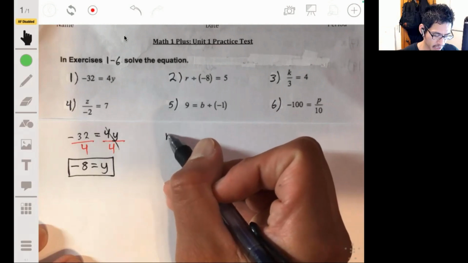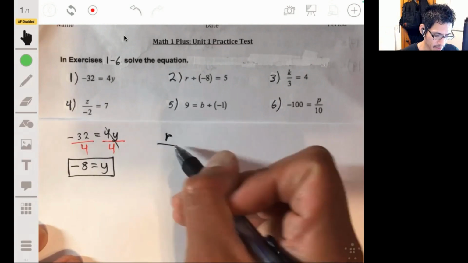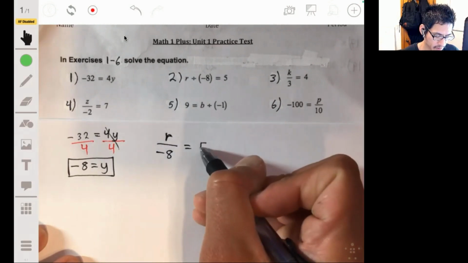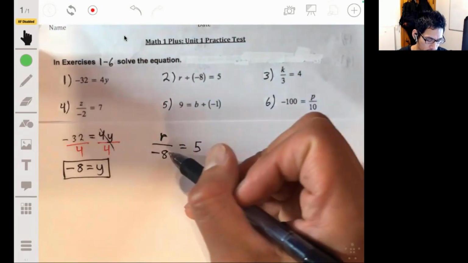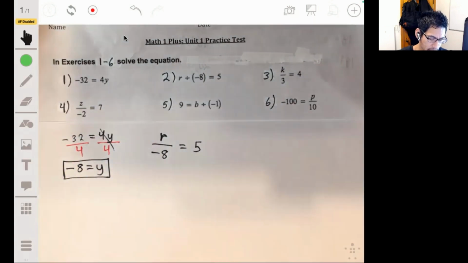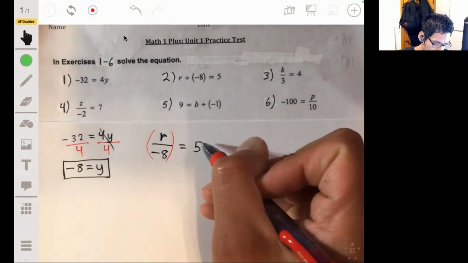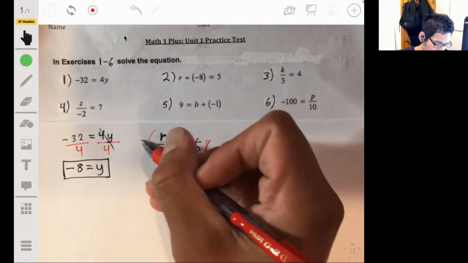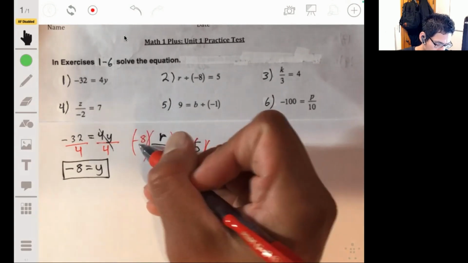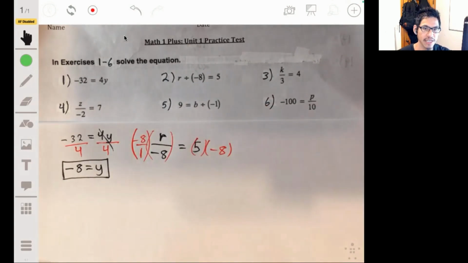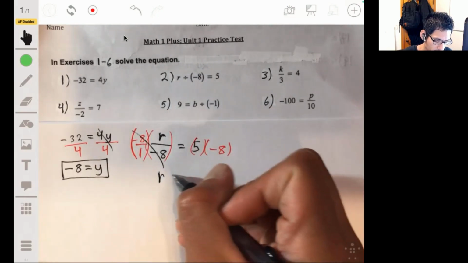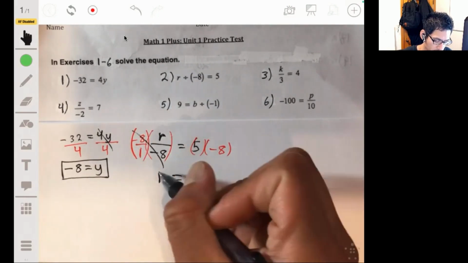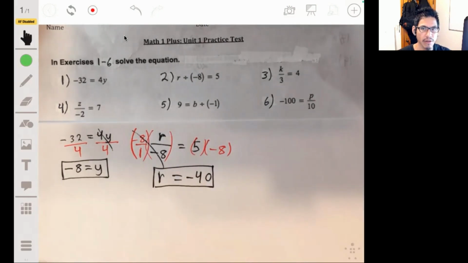So this is another way of looking at this old school division sign back when you were in like preschool or something. So for this, you just multiply both sides by negative 8. Because that's like multiplying by negative 8 over 1, if you want to be all fraction technical, those cancel. Then you have r over 1, or just r, is equal to negative 40. Bang.